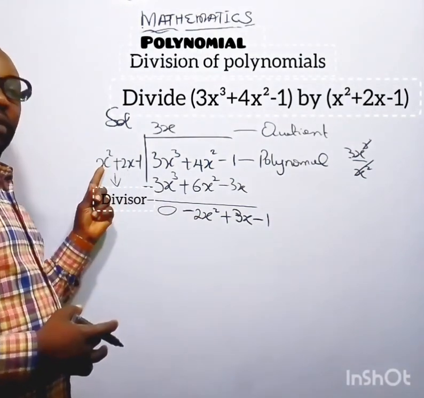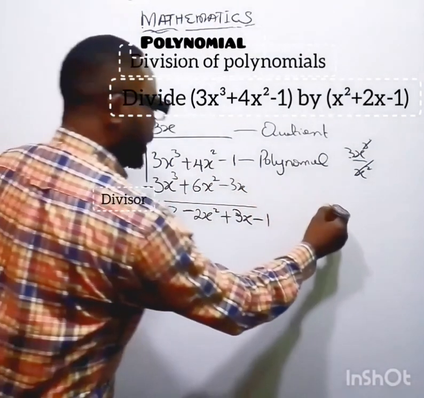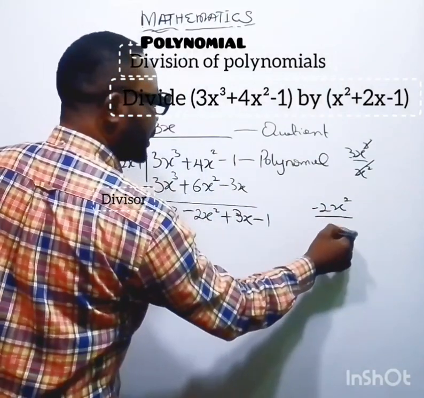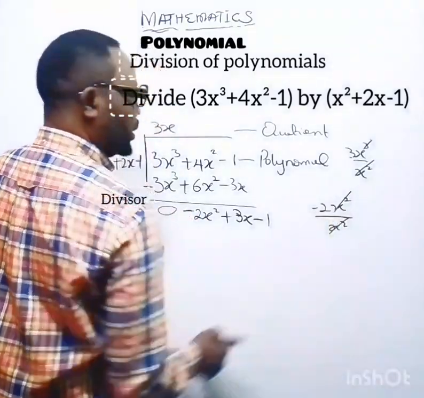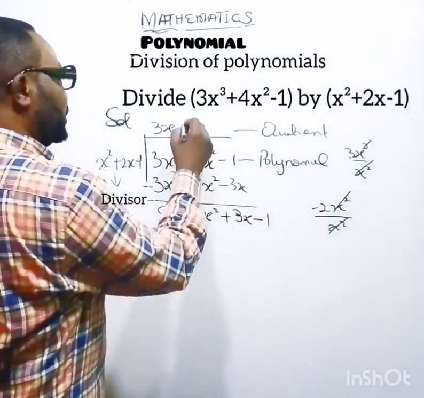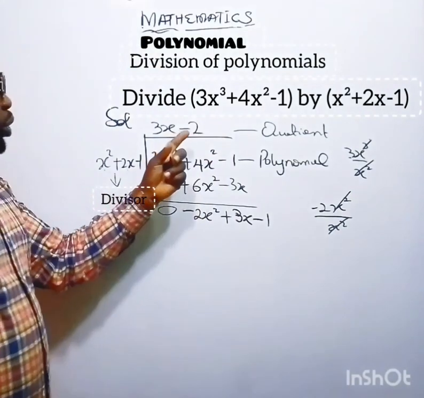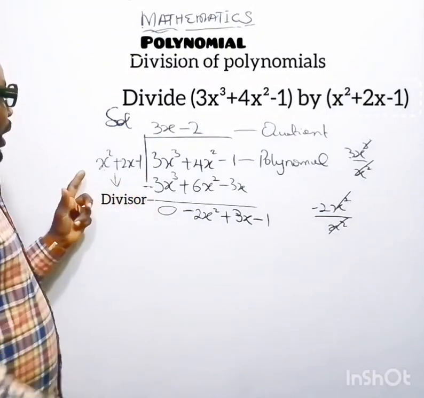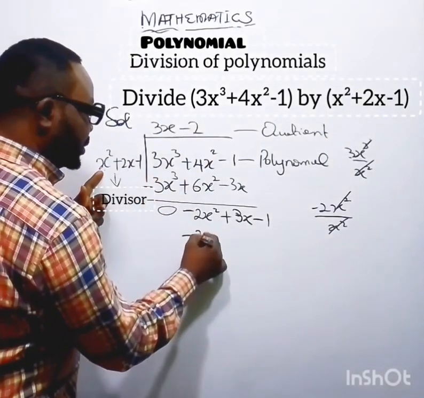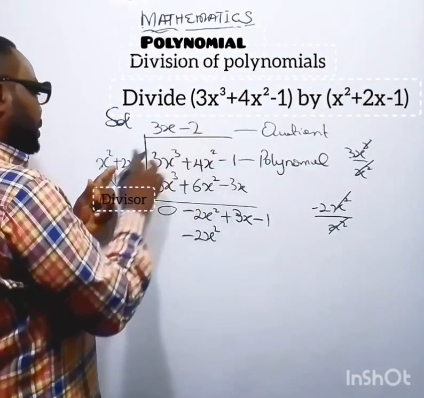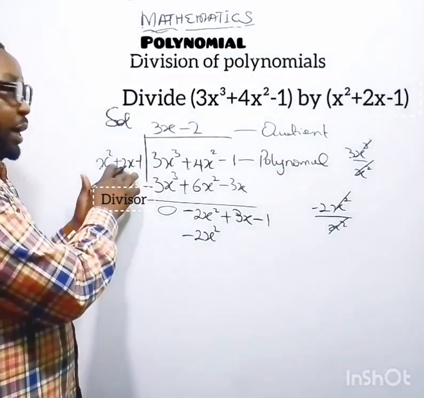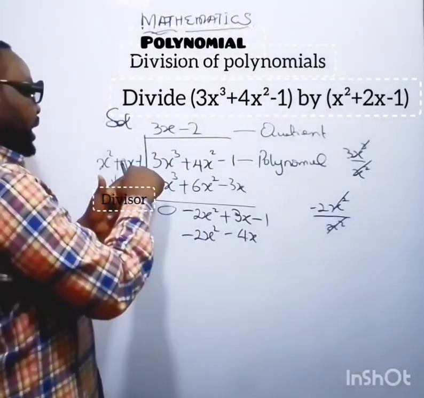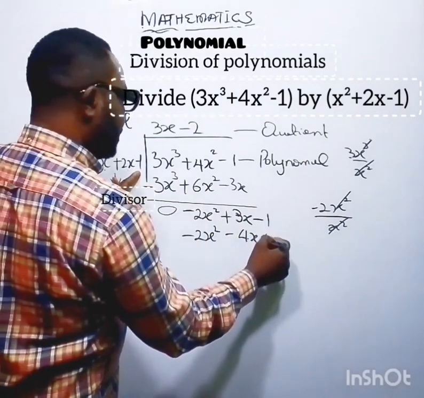After you have done this, you will use the first term again to divide the first term of the divisor. So we are having minus 2x squared over x squared. It remains minus 2. Then you will use this term again to multiply all of the divisor. We are going to have minus 2 times x squared, minus 2x squared. Minus 2 times plus 2x, that's minus 4x. Minus 2 times minus 1, that'll be plus 2.